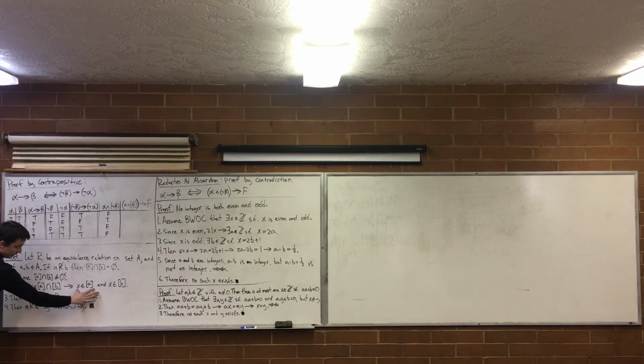So since X is in the equivalence class on A, we have X is related to A. And since R is an equivalence relation, we can use the reflexive property to get A is related to X. And since X is in B, we have X is related to B, right? So A is related to X and X is related to B. And by the transitive property, A is related to B. We're done.